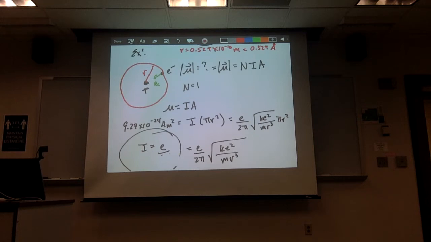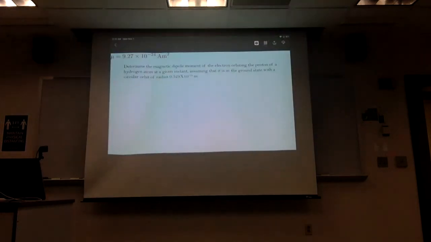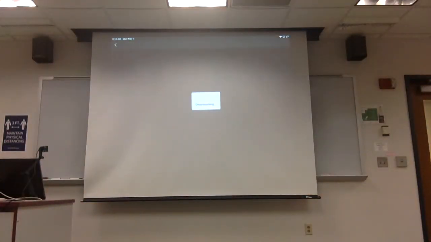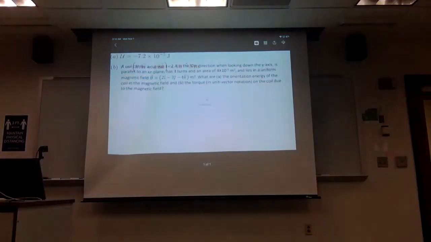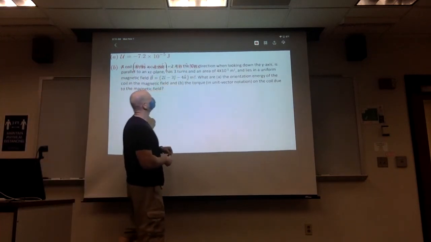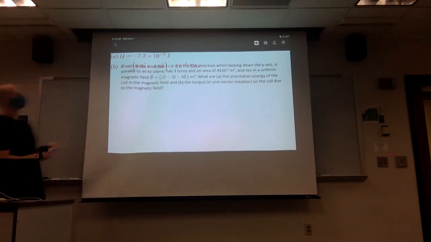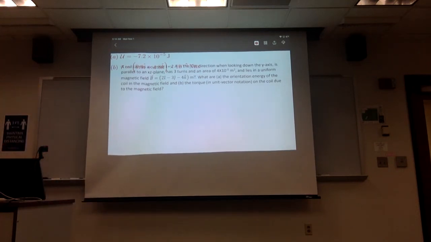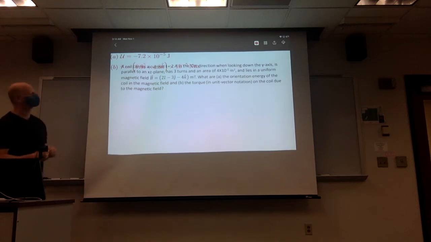Let's do another example. So my next example, number 6, says we have a coil that carries a current of 2 amps in the clockwise direction when looking down the y-axis, is parallel to the xz plane, and has 3 turns in an area of 4 times 10 to the minus 3 meter squared, and lies in a uniform magnetic field given this way.